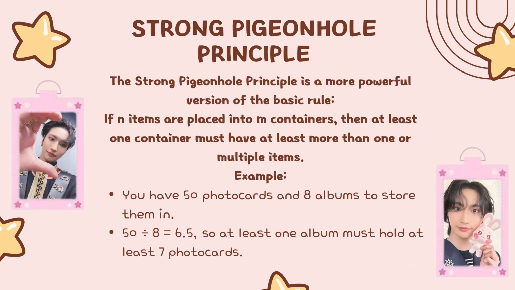Now we have another strong pigeonhole principle example. A strong pigeonhole principle is a more powerful version of the basic rule. If n items are placed into m containers, then at least one container must have at least ⌈n/m⌉ items, which I said earlier. So here's the example. You have 50 photo cards and 8 albums to store them in. 50 divided by 8 is 6.25, so at least one album has to hold at least 7 photo cards.